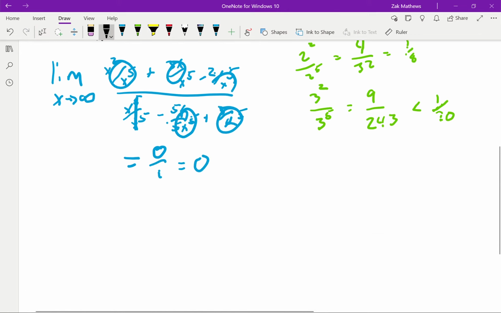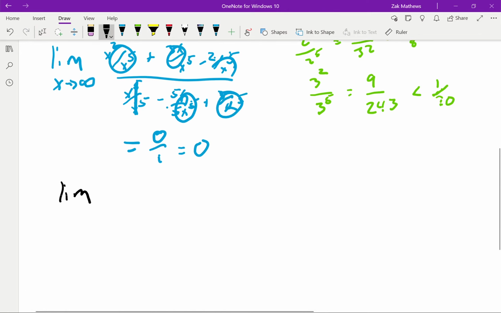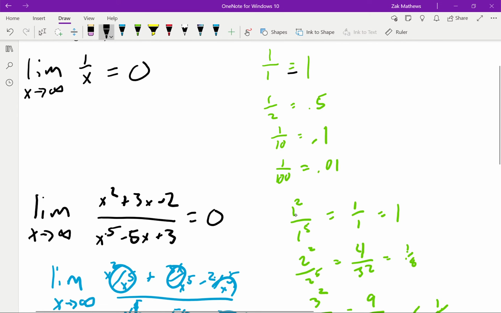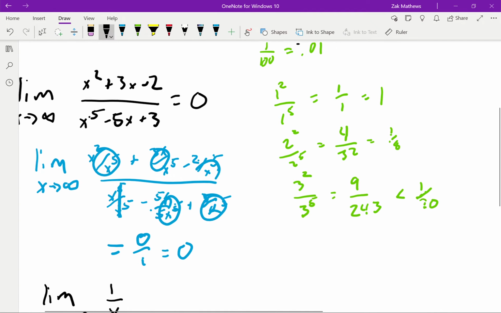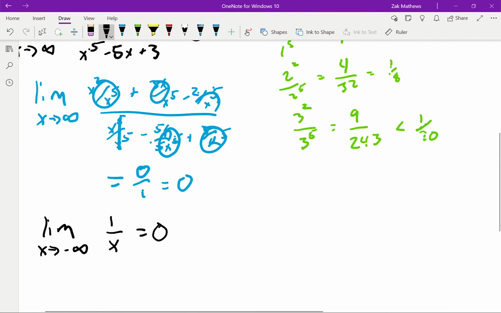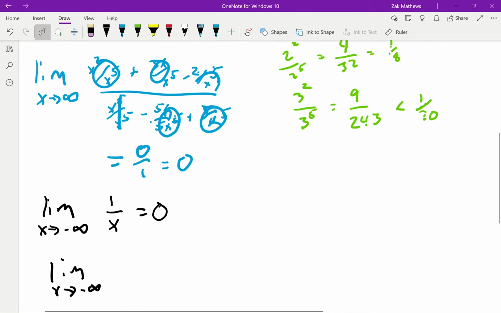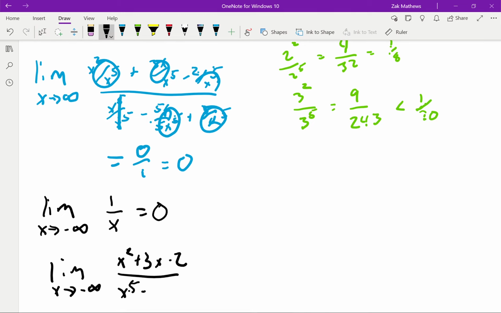Now, we've been looking at what happens when x goes to infinity, but what if I say let x go to negative infinity? Let's start with that 1 over x. Well, we're going to have the same exact values we did right here, except all of them now are negative. But does that change the fact that they are still going to 0? Absolutely not. If we look at that second example, the limit as x goes to negative infinity of x squared plus 3x minus 2 over x to the 5th, whatever else, I don't even care. It's just whatever it was.